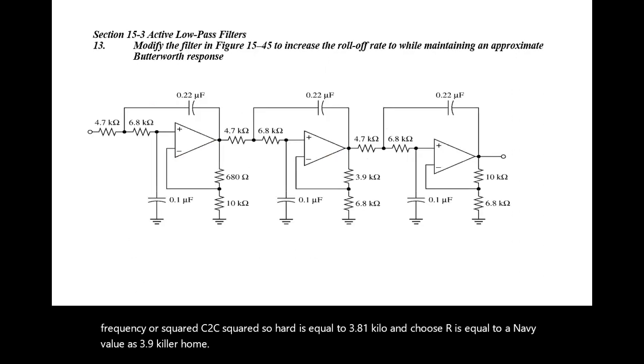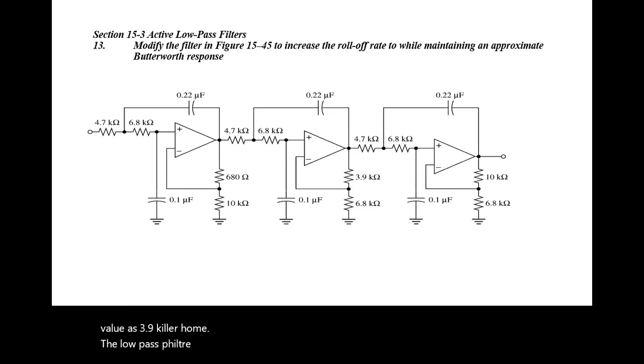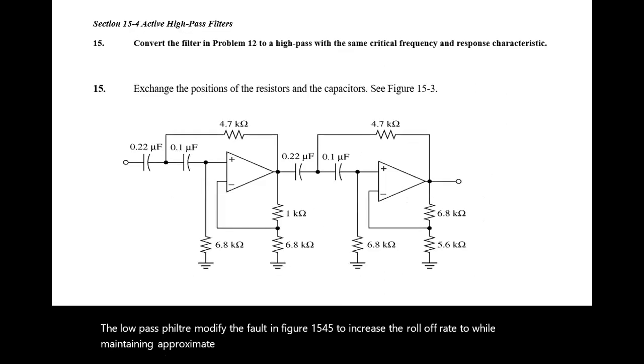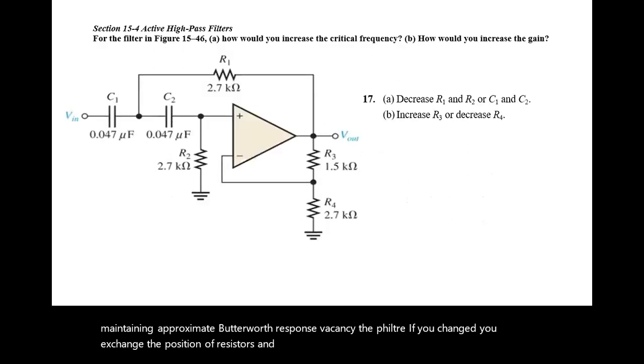Low pass filter: modify the filter in figure 15.45 to increase the roll-off rate while maintaining the approximate Butterworth response. There you can see the filter. If you change it, you exchange the positions of the resistors and the capacitors, see figure 15.3.